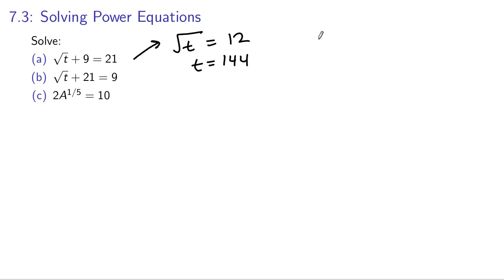Let's go back and plug in. Square root of 144 plus 9, does that equal 21? So the square root of 144 is 12. 12 plus 9 does equal 21. So this is the answer.